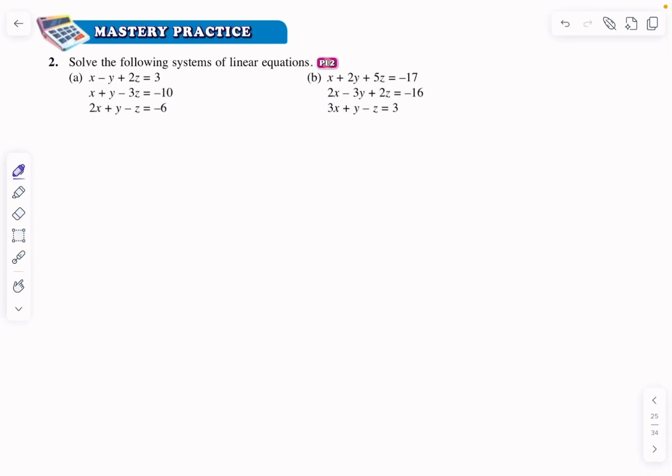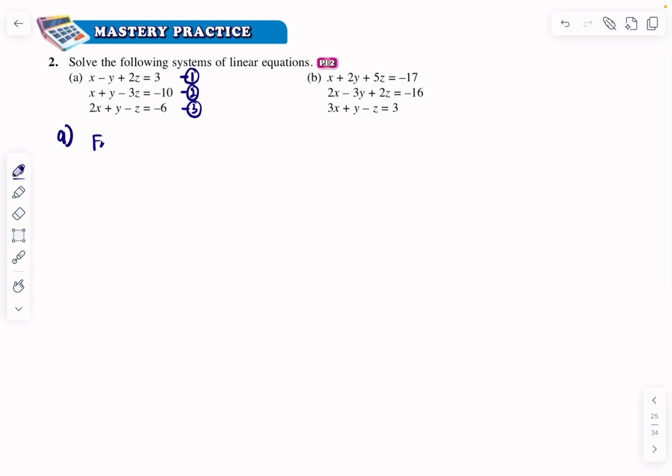Question 2. Solve the following system of linear equations. Okay, let's look at A first. So from A, let's label this equation 1, equation 2, equation 3. So from equation 1, we can try to make x the subject, since this is a single x.